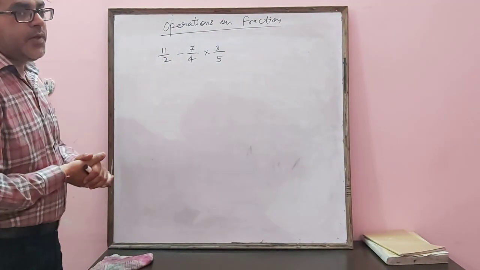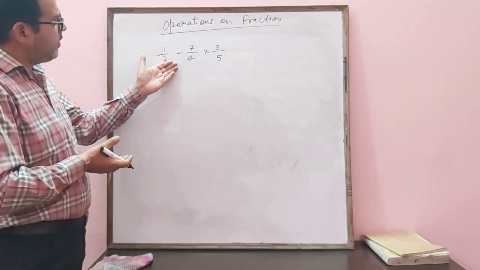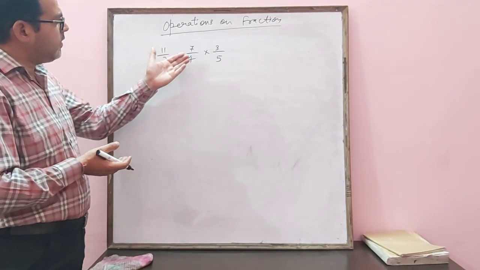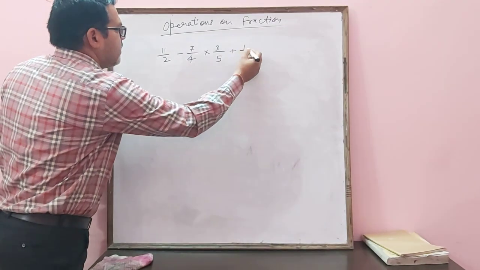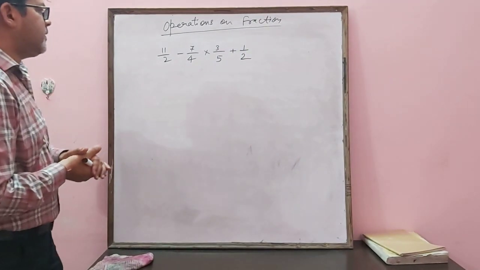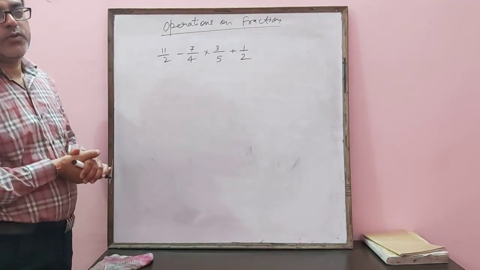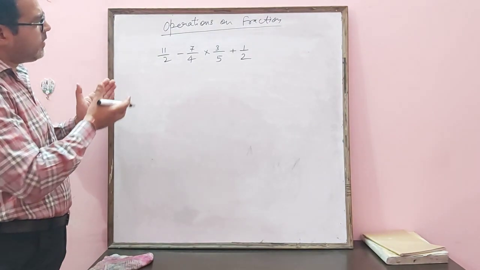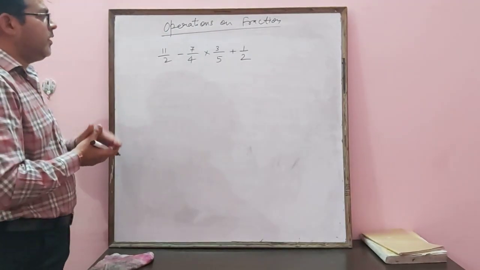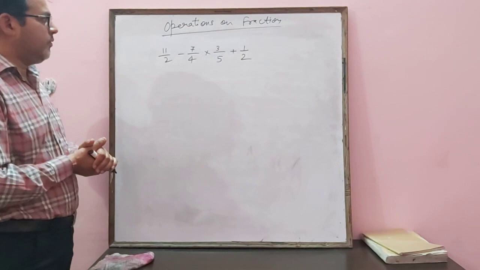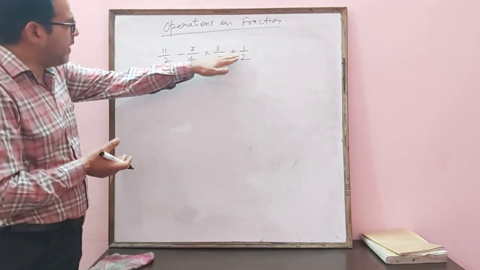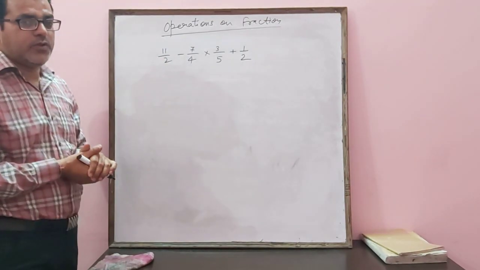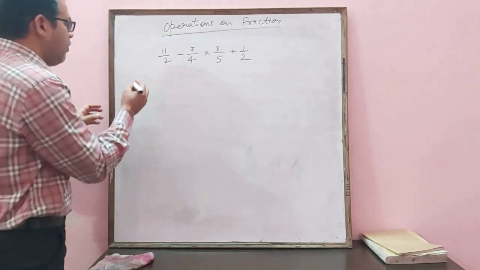Now, I am taking this example here. You can see a minus sign is there, a multiplication sign is there, and a plus sign is also there. So how can we solve this type of fractions? Multiplication is there, plus is there and minus is also there. How can we solve it, right?